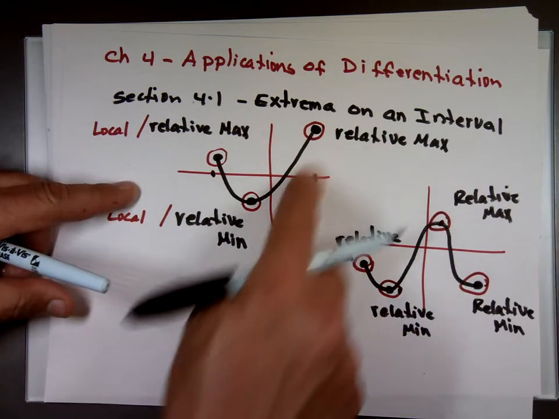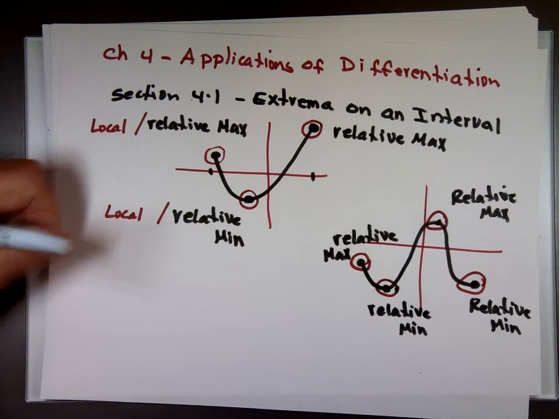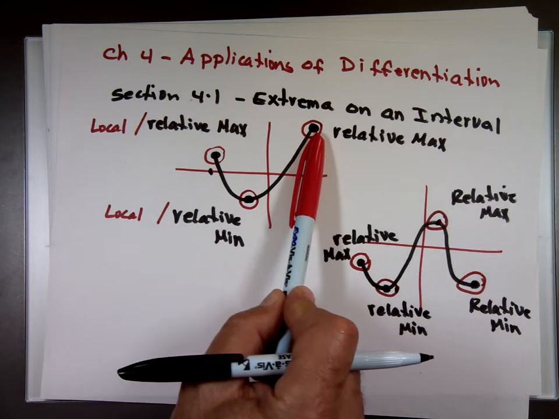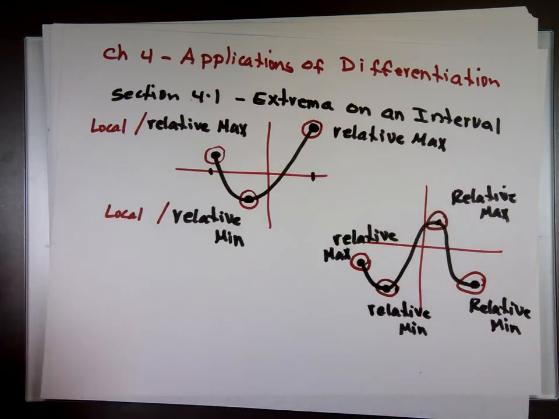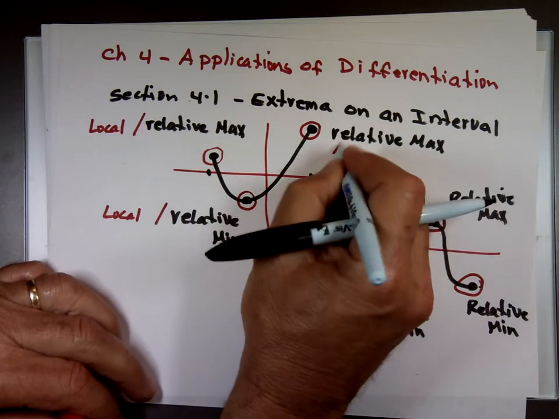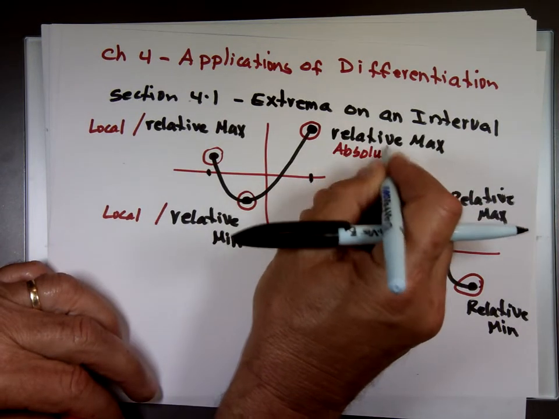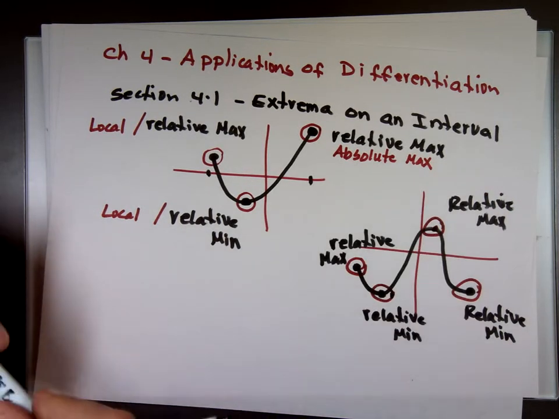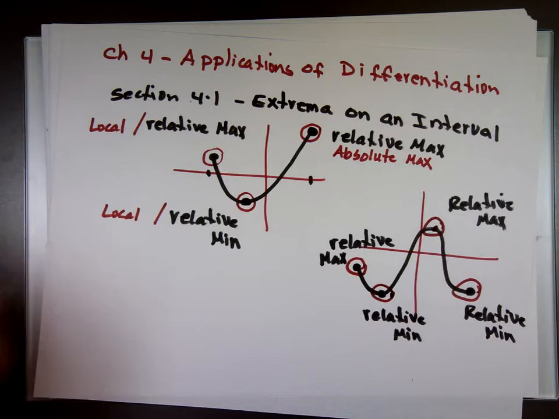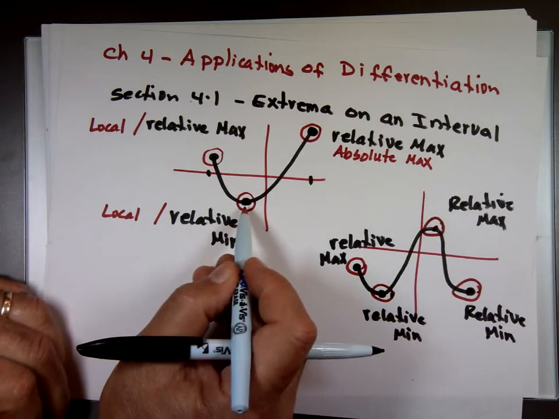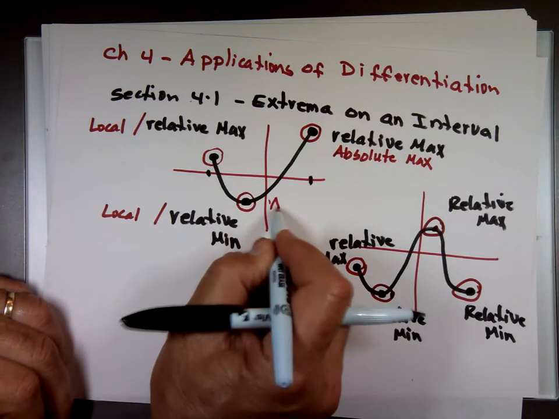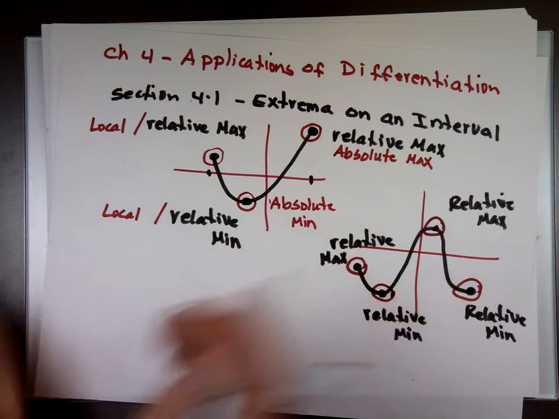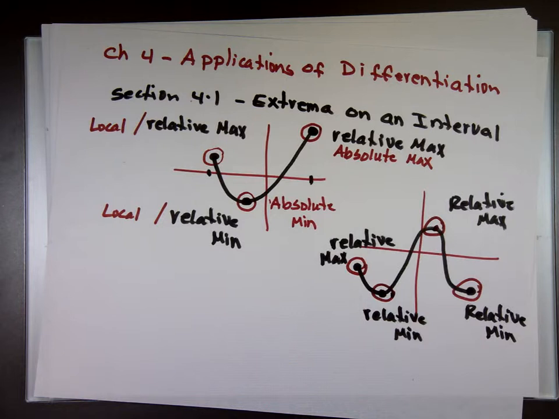Now, out of this entire graph, where is the largest y value? That's this one. So over the entire graph, that's the largest value. We call that absolute max. And where is the smallest y value? Down here. That point is what? Absolute min. So absolute means over the entire graph. Relative, just in the neighborhood.